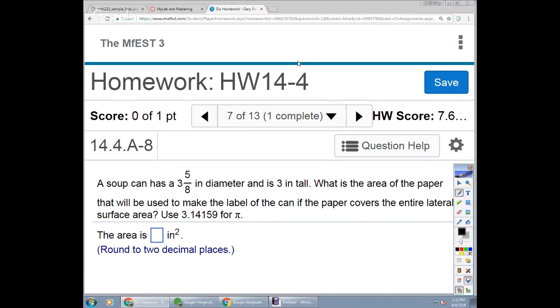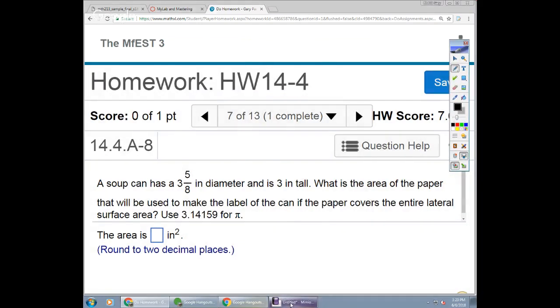What is the area of the paper that will be used to make the label of the can if the paper covers the entire lateral surface area? Just trying to cover the surface area, no overlap. Just get it perfectly. So what's the first thing you should do here? Draw a picture. Anytime it's geometry, if the picture isn't given, try to sketch it, and then throw the other stuff in. You already did that. Okay. So quick picture, and then we start whipping out our formulas. But I recommend drawing a picture first.